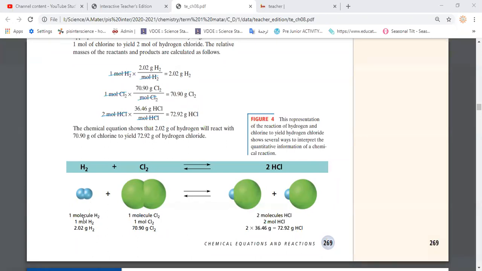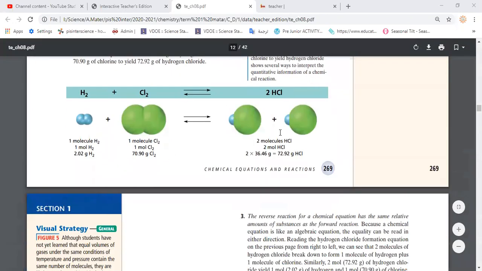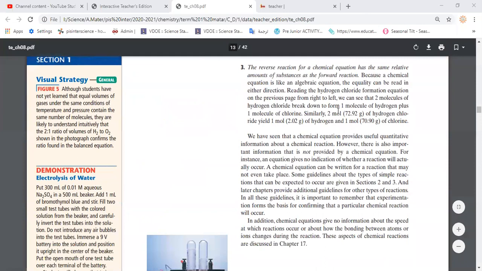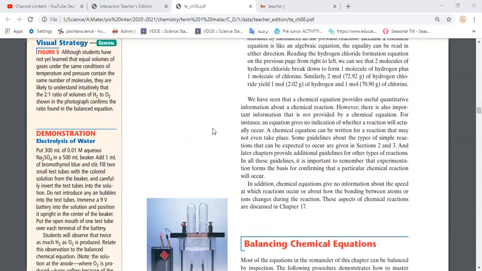That means I could read that 1 molecule of hydrogen combines with 1 molecule of chlorine to produce 2 molecules of HCl, or I could say 2 molecules of HCl are produced from 1 molecule of Cl2 and H2. You get this, guys? So like this, I could use the chemical formula to predict all these. But actually, the chemical formula still doesn't represent everything about the chemical reaction.